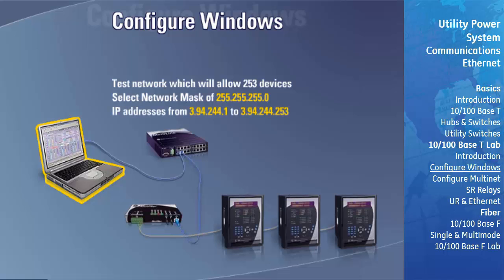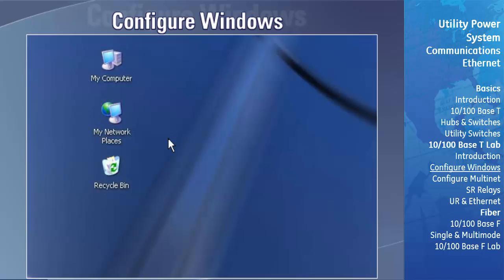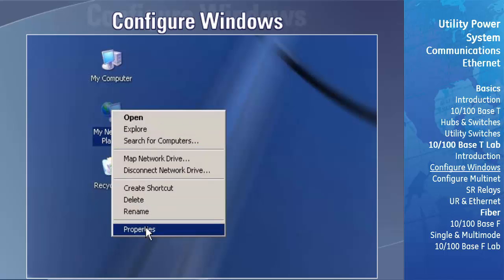For the test network, IP addresses ranging from 3.94.244.1 through to 3.94.244.253 can be used. Once the computer has booted, right-click on the icon labeled My Network Places, followed by the Properties selection.